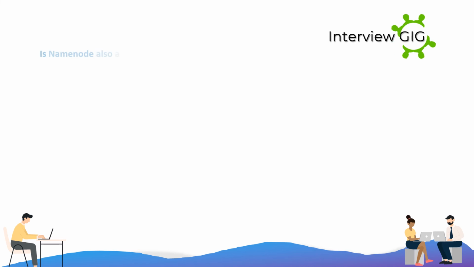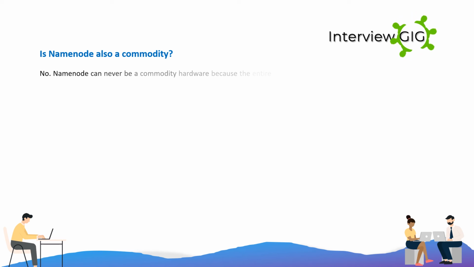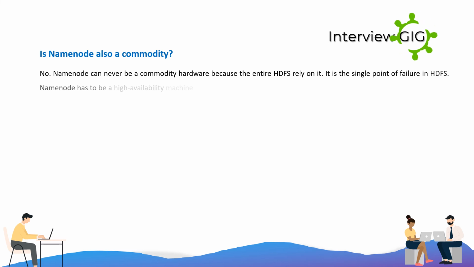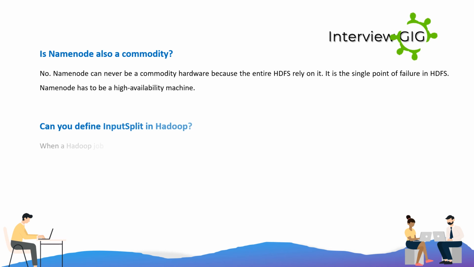Is NameNode also a commodity? No. NameNode can never be a commodity hardware because the entire HDFS relies on it. It is the single point of failure in HDFS. NameNode has to be a high availability machine.